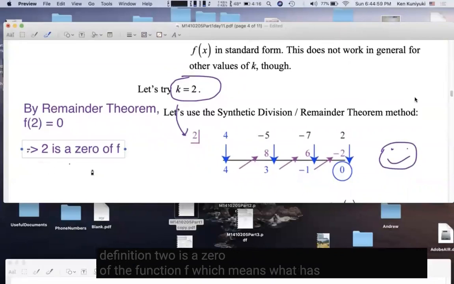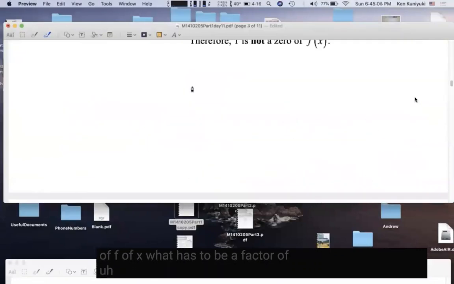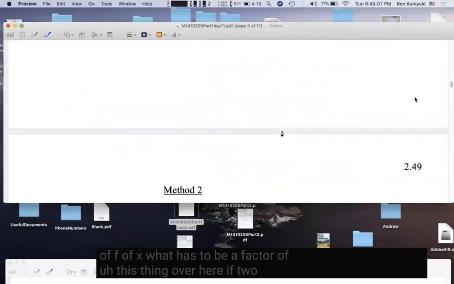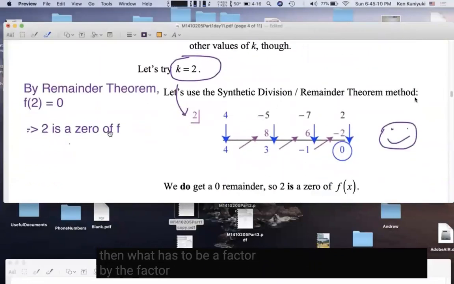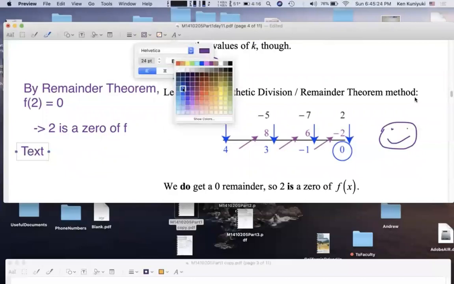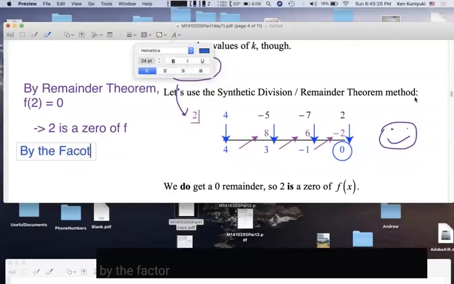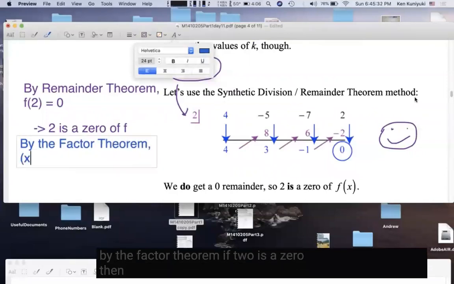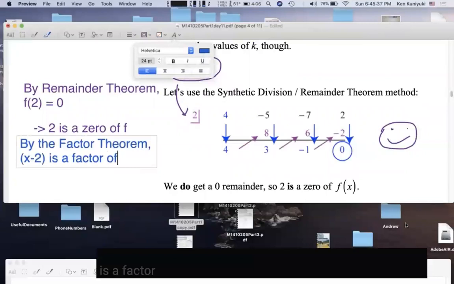Which means what has to be a factor of f of x? What has to be a factor of this thing over here? If 2 is a 0, then what has to be a factor by the factor theorem? What has to be a factor? X what? By the factor theorem, if 2 is a 0, then x minus 2 is a factor of f of x.